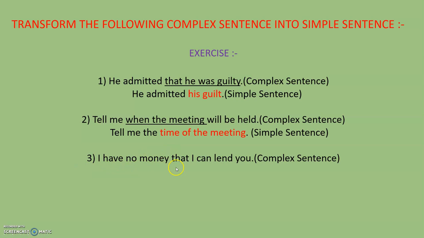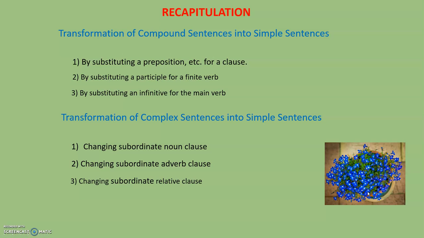Then, I have no money that I can lend you. Now here you have the subordinating conjunction. So you have to change that complex sentence into a simple one. So you will put, I have no money to lend you. So you put here "to lend." You have used the infinitive "to." Now these are how we change.